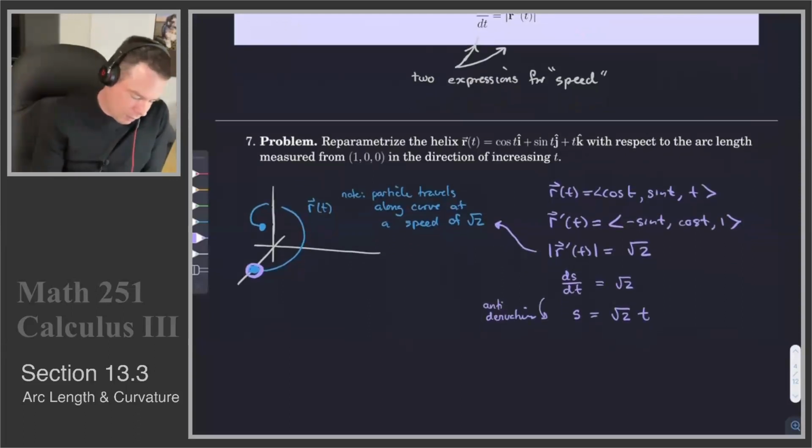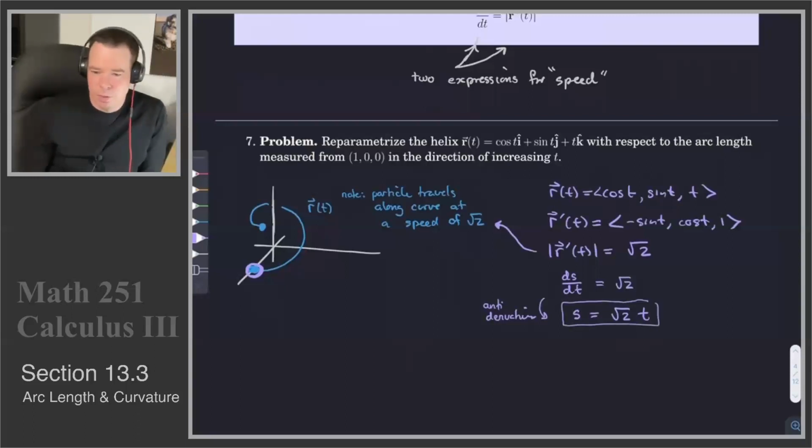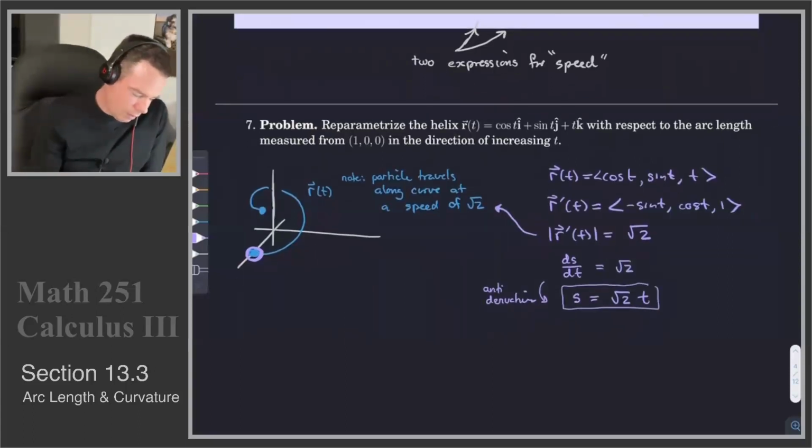Okay, so now we've got this relationship between the value of the parameter for the curve that we were given and a more natural parameter to use, which is the arc length parameter, so that every unit change in the s parameter means I've just moved along the curve 1 unit. So now we're going to take this relationship and plug this into r of t. Well, it's not really that we're plugging in. What we are doing is replacing t with s over root 2.